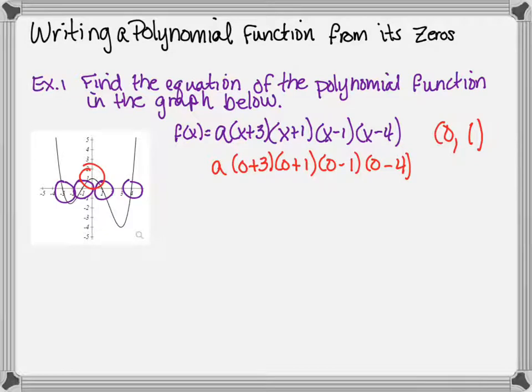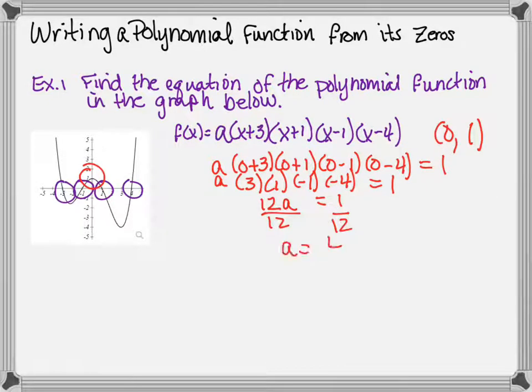So we're going to use this to figure out what our a is by substituting in 0 for x. So a times (0 plus 3) times (0 plus 1) times (0 minus 1) times (0 minus 4), and that will equal 1. So if I simplify, I get a times 3 times 1 times -1 times -4 equals 1, or 12a equals 1. To solve for a, I will divide both sides by 12, and I get that a is 1/12. So now we have everything to write our function.